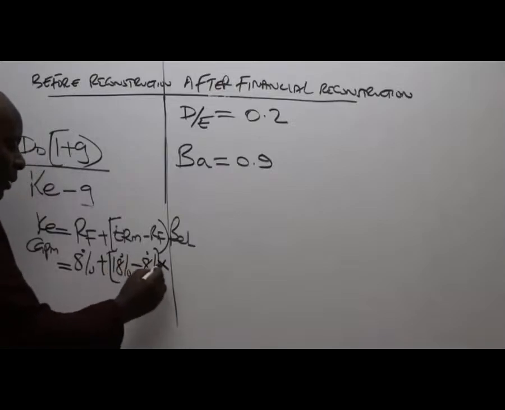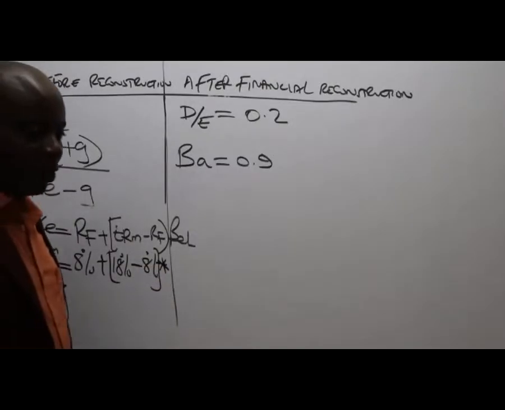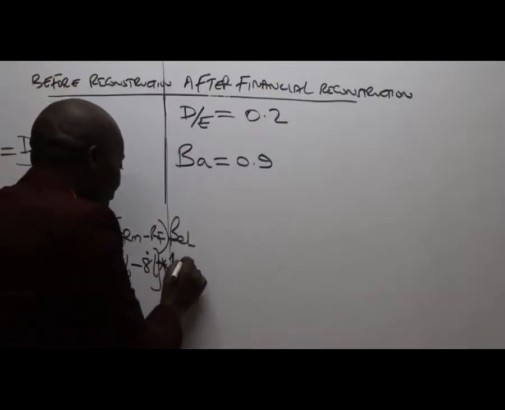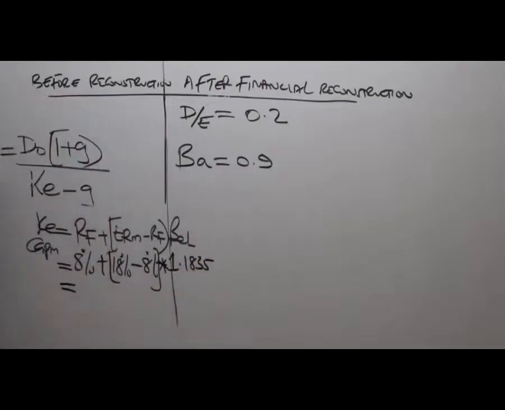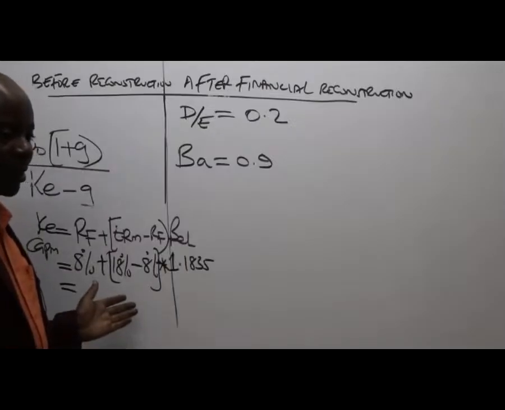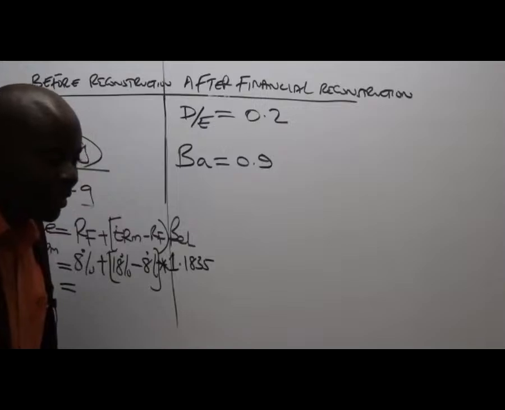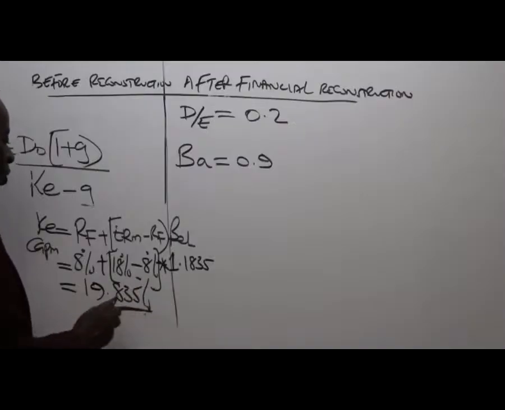How about BEL, the beta equity of a levered firm? BEL is 1.1835. So could you kindly give me the cost of equity as per CAPM? They are telling me that this is 19.835%. So this is the cost of equity.